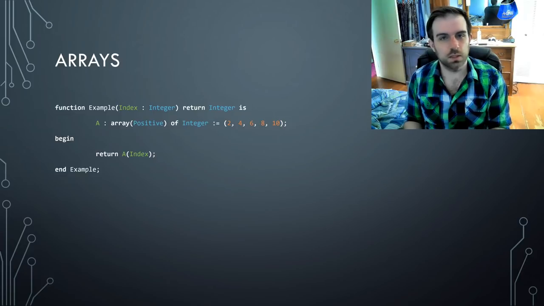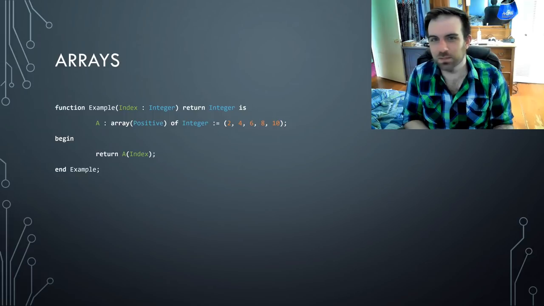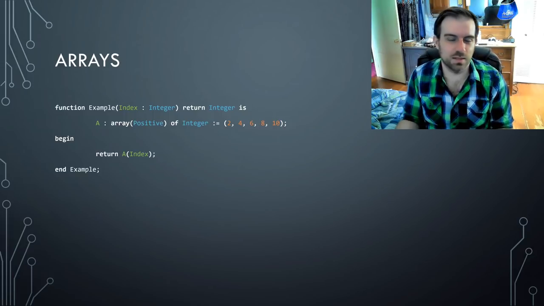After this, in the actual execution part of the function, you can see how indexing works. Pass the index in parentheses. Ada uses parentheses for pretty much everything. I don't really like it. I'd like to have unique actual symbols for that, but that's what they decided to do.